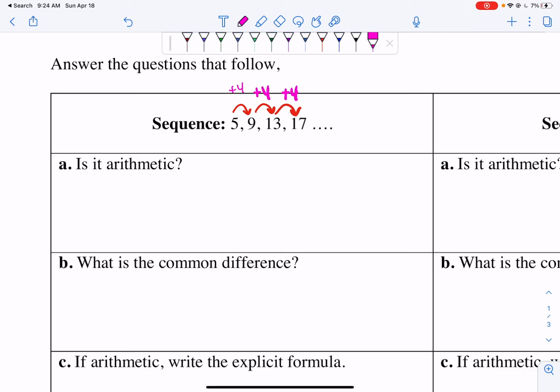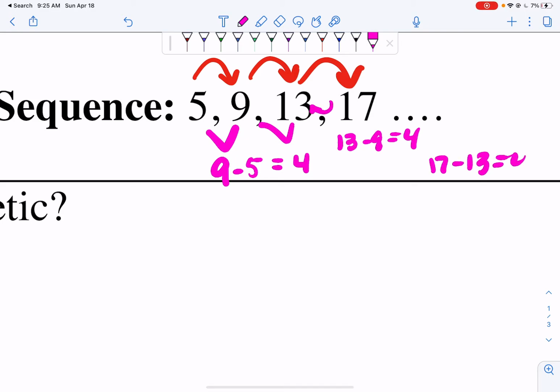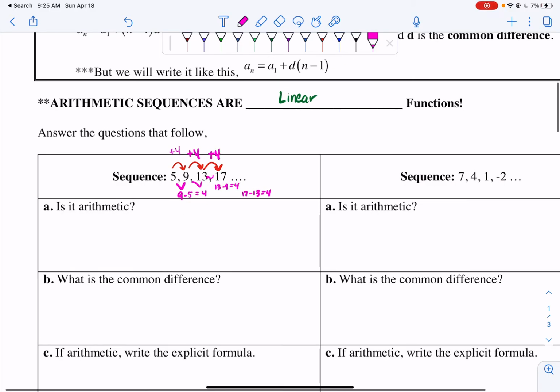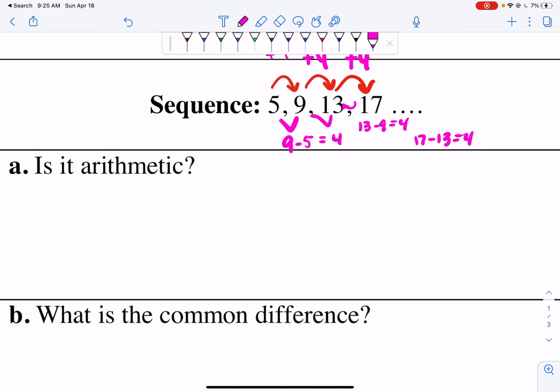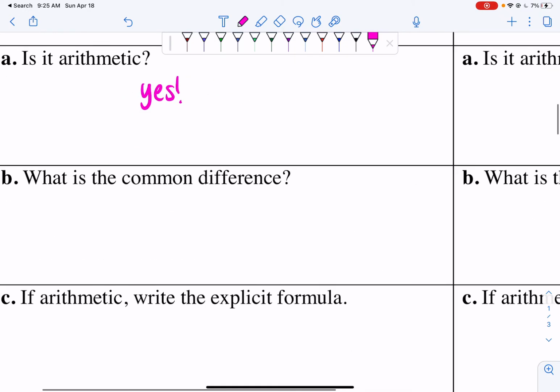If you don't see that you're going up by 4, just do this. What's 9 minus 5? 4. 13 minus 9? 4. 17 minus 13? 4. So because I have that common difference of 4, it is arithmetic. So yes, it is arithmetic, and we found our common difference, which is 4.